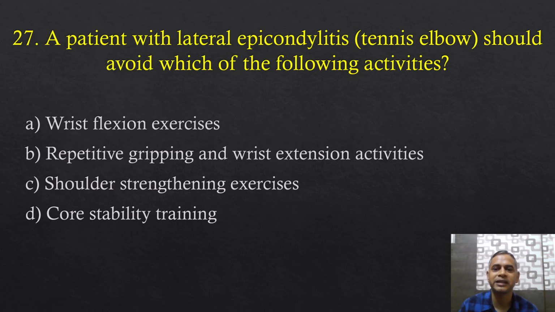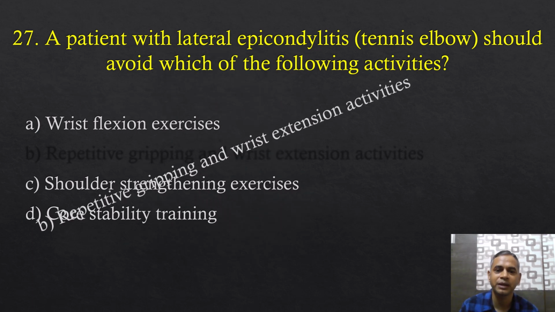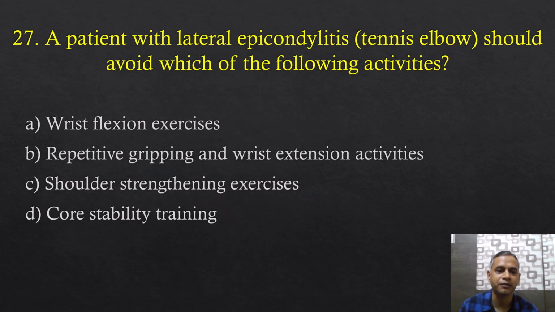Number 27. A patient with lateral epicondylitis, tennis elbow, should avoid which of the following activities? A. Wrist flexion exercise. B. Repetitive gripping and wrist extension activities. C. Shoulder strengthening exercises. D. Core stability training. So the answer is repetitive gripping and wrist extension activities.